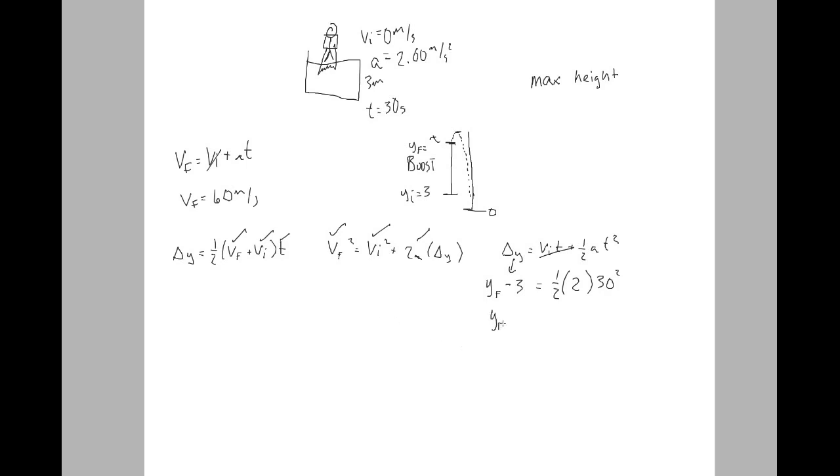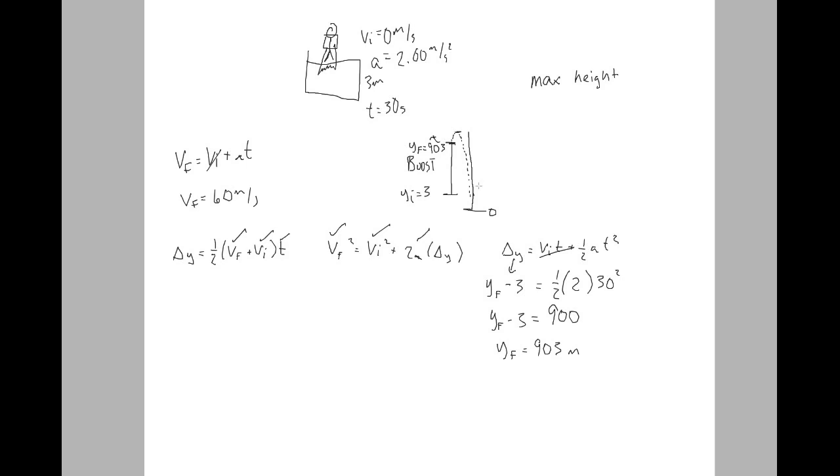again, y final minus 3 equals, well, half of 2 is 1, and 30 squared is 900. So 1 times 900 is 900. Add 3, and I get a final height of, good golly, Miss Molly, 903 meters in the air. So that is my y final for my boost phase.